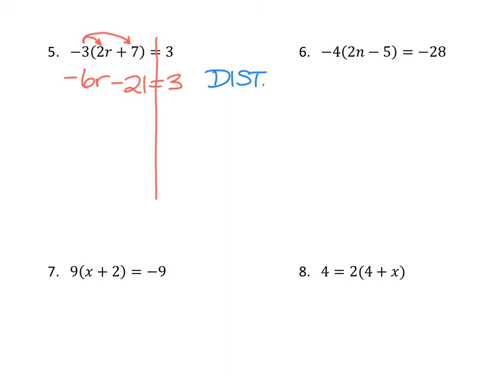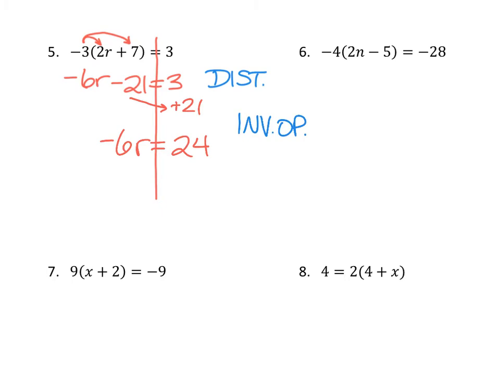We start using our inverse operations. I'll drag the 21 over here, and what does it change to when I move it over there? Positive 21. So then I'd have -6r equal to 3 plus 21, which is 24. Awesome. I used inverse operations to move things around so that I had all of the letters on one side and all of the numbers on the other.